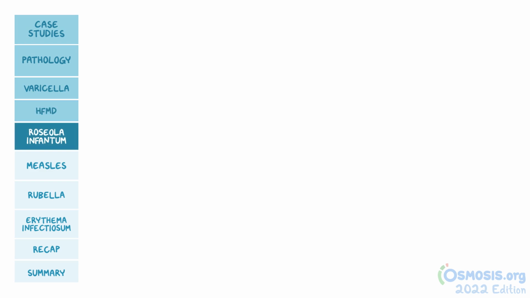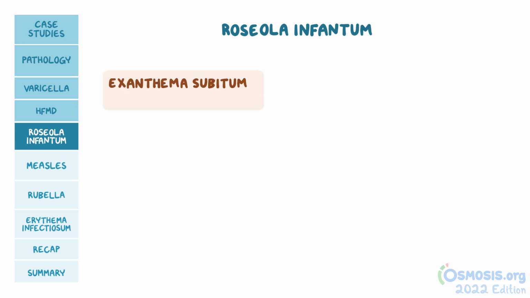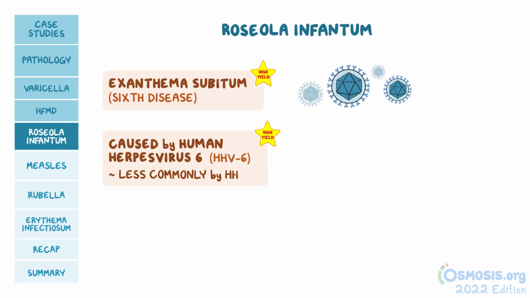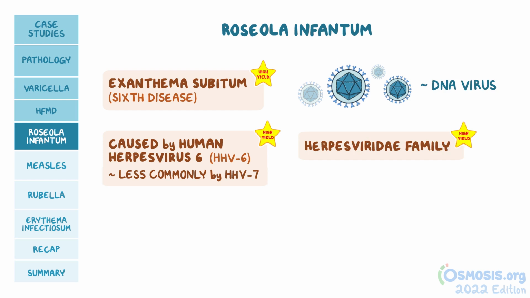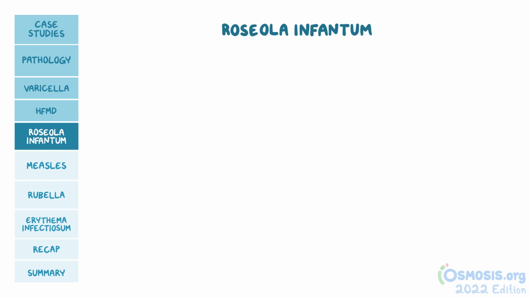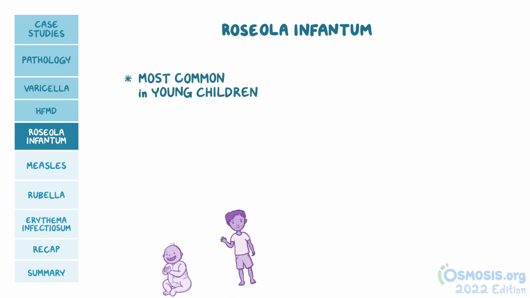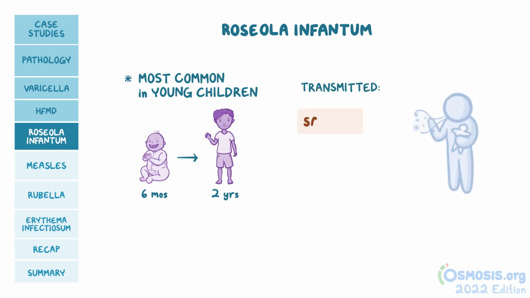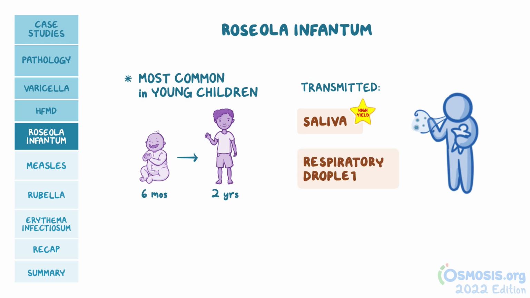The next viral exanthem of childhood is Roseola infantum, also known as Exanthema subitum, or sixth disease. This is caused by human herpes virus 6, or HHV6, and less commonly by HHV7, both of which are DNA viruses that belong to the herpesviridae family. Roseola infantum is most common in young children aged between 6 months and 2 years, and is primarily transmitted through saliva or via respiratory droplets.